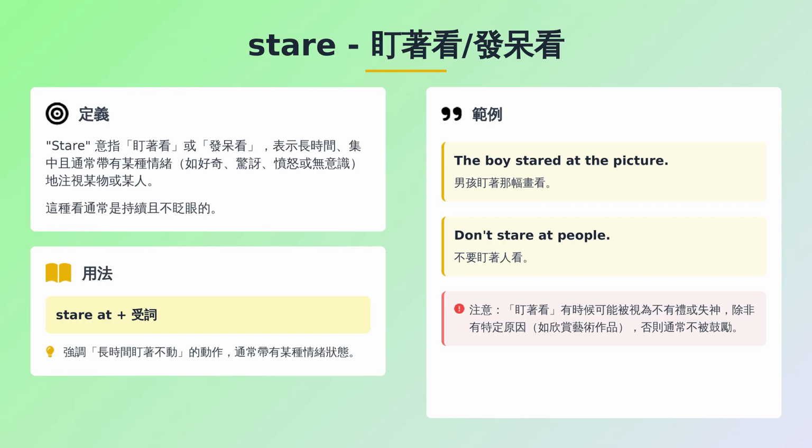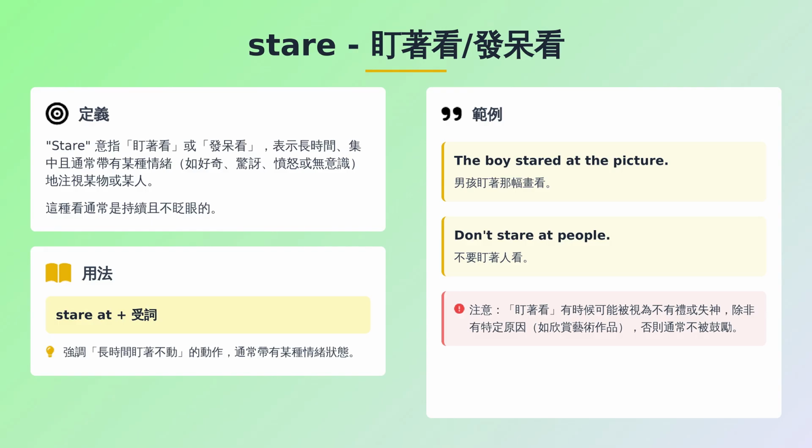Stare. Definition: stare means to stare. It refers to looking at something or someone intently and for a prolonged period of time, often with an emotion such as curiosity, surprise, anger, or unconsciousness. This gaze is usually continuous and unblinking. Usage: stare at plus object. Emphasis on the prolonged, unmoved staring, usually with an emotional state.